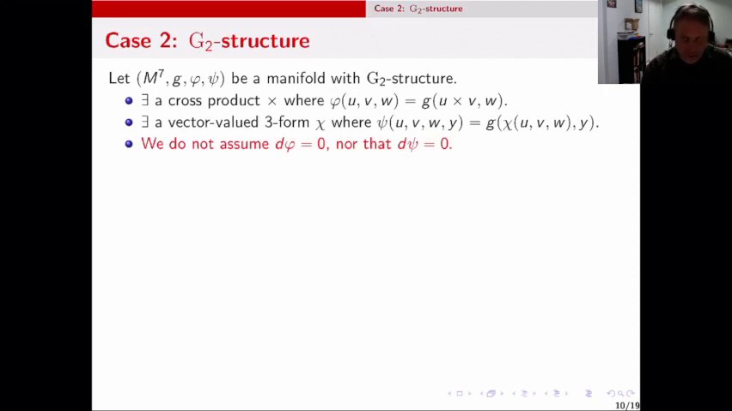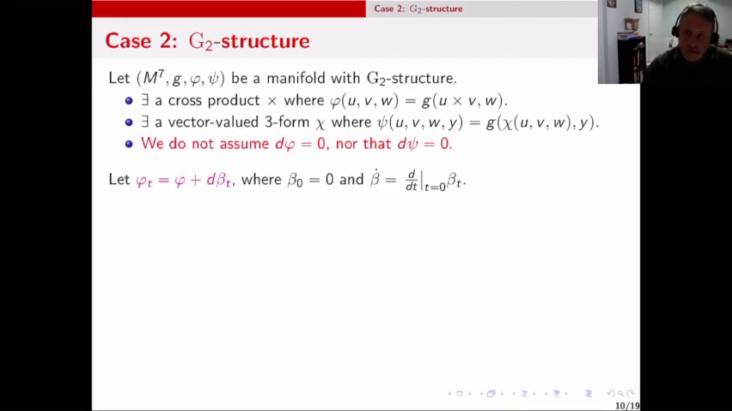Okay, and remember that these submanifolds are minimal if the associated calibration form is closed. We're not assuming that, but it doesn't matter. We're not going to use any properties of minimality. Okay, now this is what we're going to do. Let's go through the associative case in detail.